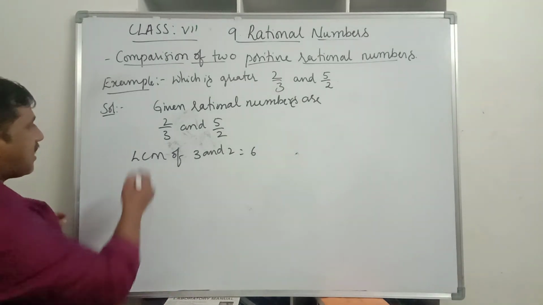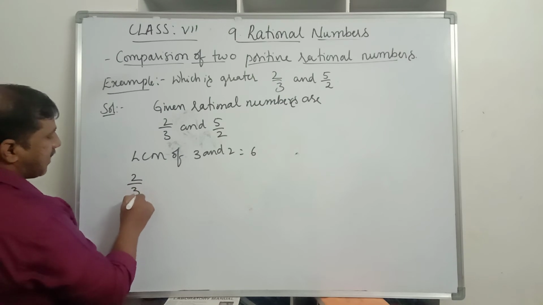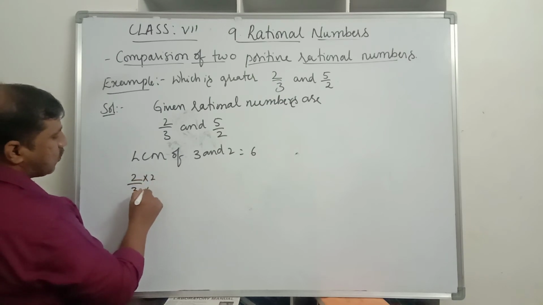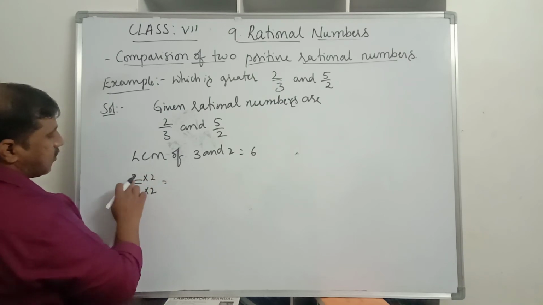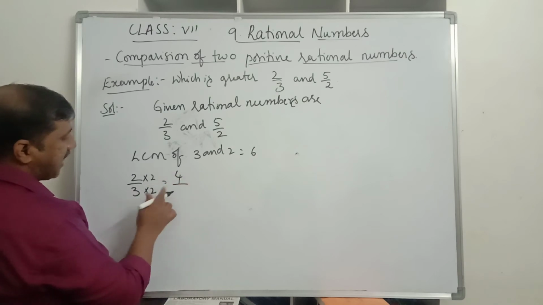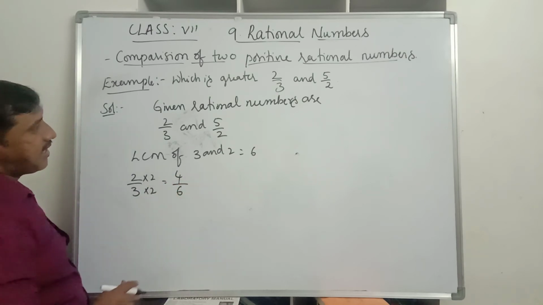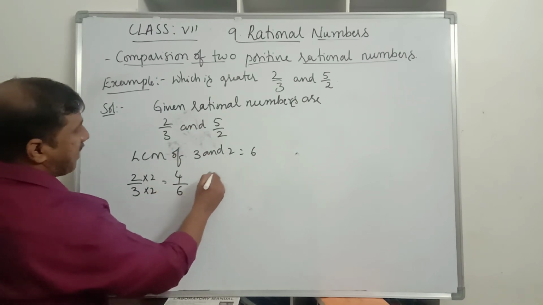That is 6. Now convert this 2 by 3. So multiply with 2. 3 2s are 6. So 2 into 2 it is 4, divided by 3 into 2 it is 6. 4 by 6.